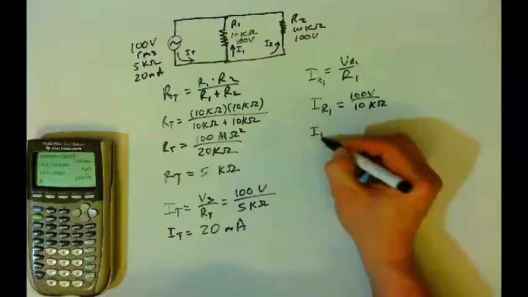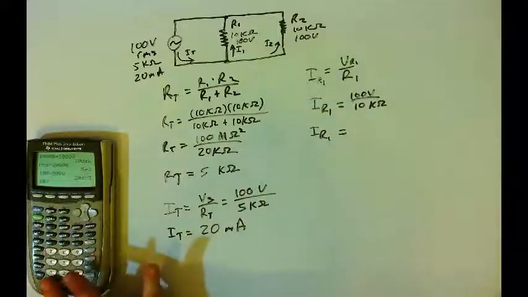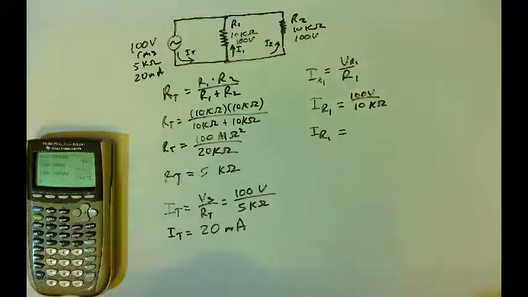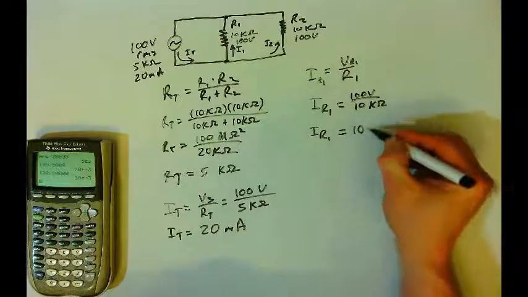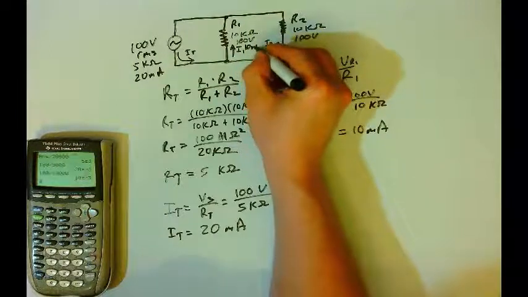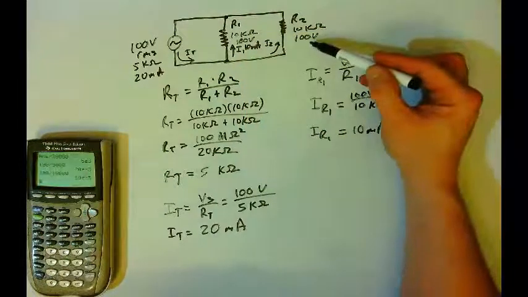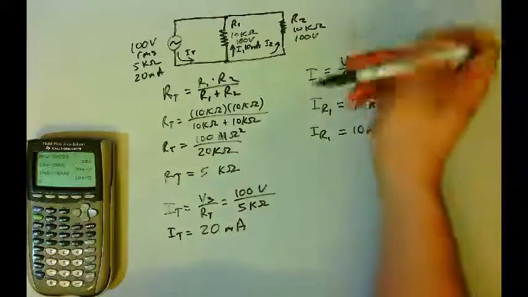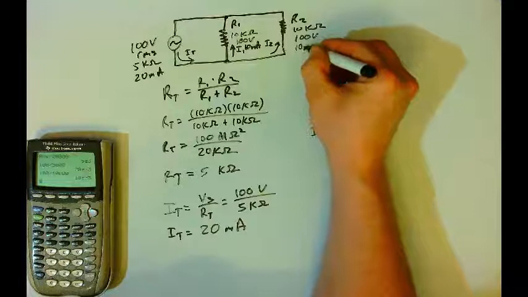And so I'll go ahead and type this in for you. 100 volts divided by 10 kilo ohms is going to be 10 milliamps. And so the current here is 10 milliamps. We're going to get the exact same current for R2 because we still have 100 volts and we still have 10 kilo ohms, and when we divide we will get 10 milliamps.